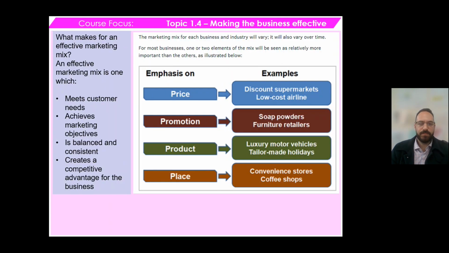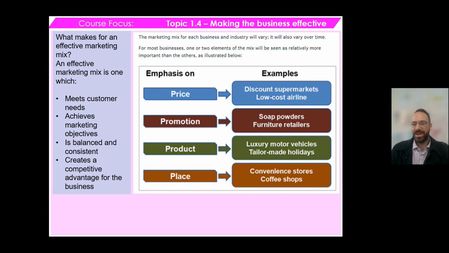Here are some examples of businesses that focus on different areas of the 4Ps because of what their business is. So you think of a discount supermarket like Lidl or Aldi, or a low-cost airline who compete on price. Their idea is that they're going to be cheaper than the other major competitors in that market. When you look at promotion, these are the ideas where your business is pretty much set standard. You've got lots of competitors, lots of people doing the exact same thing. So you focus on promotion as a means of differentiating what you can do.